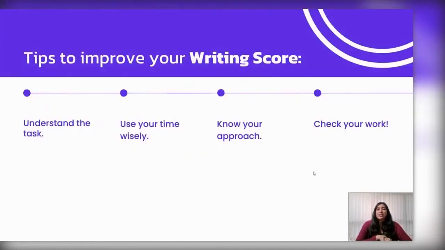Okay, so here are just some tips to improve your writing score. First of all, you need to understand the task. What I usually tell all students is to read the question first and understand what's being asked of you. Since we're focusing on task one, look at the question, look at what's being presented, and identify the type of information that's being presented to you. Is it a pie chart? Is it a bar graph? Is it a line graph? Understand what the task is. And there is no harm in underlining the question or parts of the question.